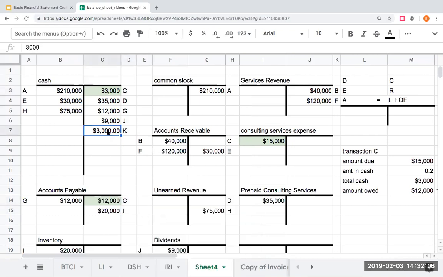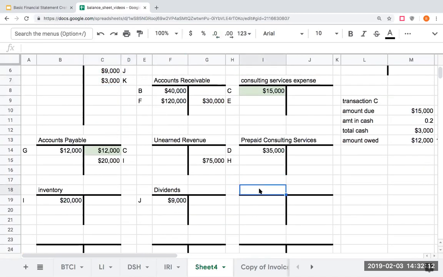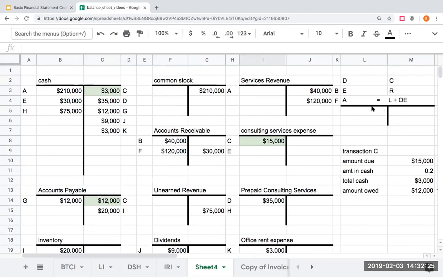So I paid for my office rent, which cost $3,000. I don't own the office space, so instead over here, I'm going to call this office rent expense. This is letter K, and this here is going to be for $3,000. How do I know it's right? If I'm paying cash for something, it's decreasing the asset here with a credit.